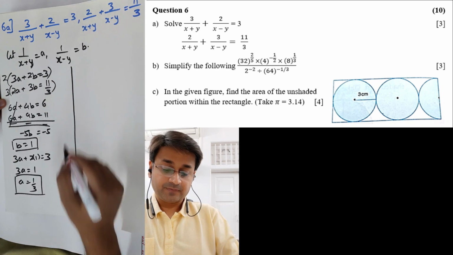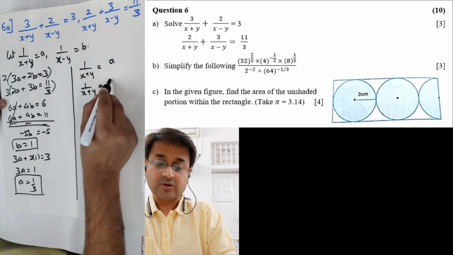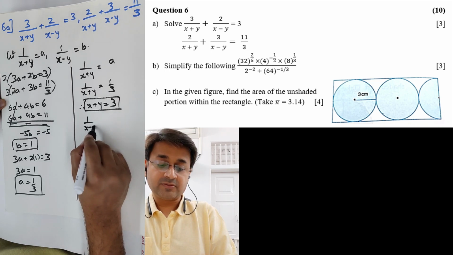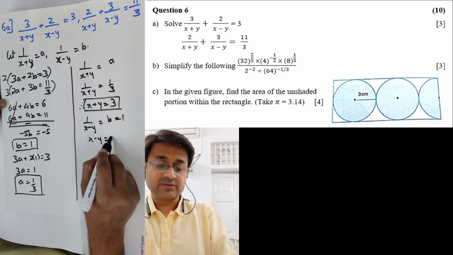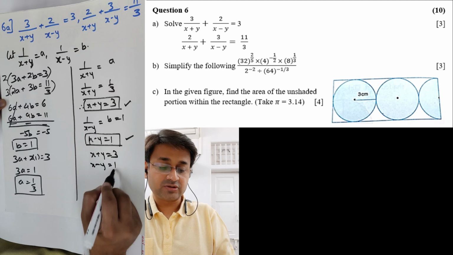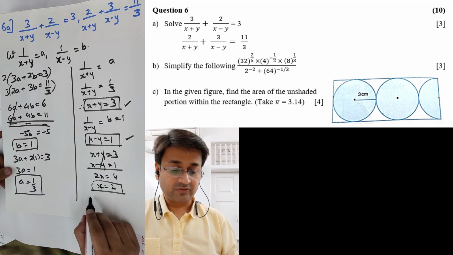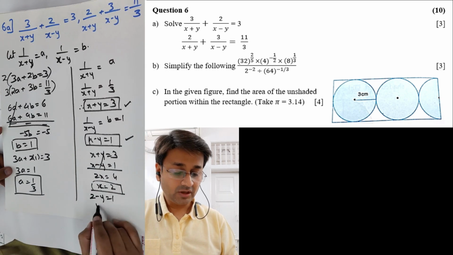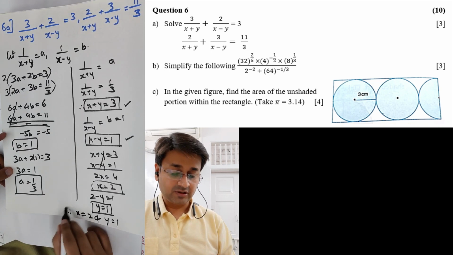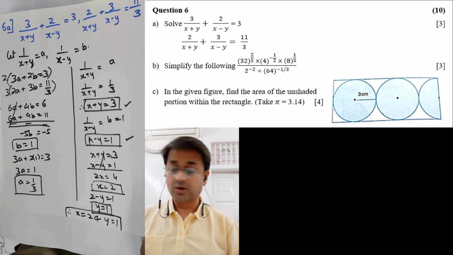Now resubstituting. So we know 1 upon x plus y equals a. So 1 upon x plus y is 1/3. So therefore x plus y is 3. Likewise 1 upon x minus y is b, which is 1. So x minus y is 1. Now taking these two equations, x plus y 3, x minus y is 1, cancel, so 2x is 4, x becomes 2. Substitute this over here, so 2 minus y is 1, so y becomes 1. Final answer, therefore x is equal to 2, y is equal to 1, and we get our final answer. Let me just check to be sure. This is 6A, 2 and 1 is correct.